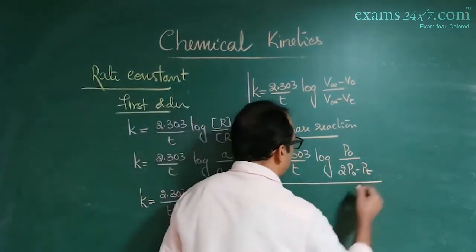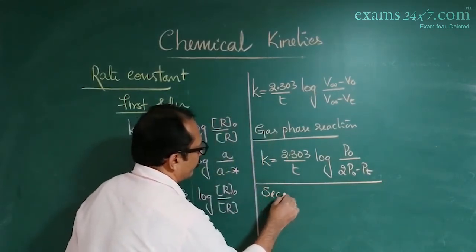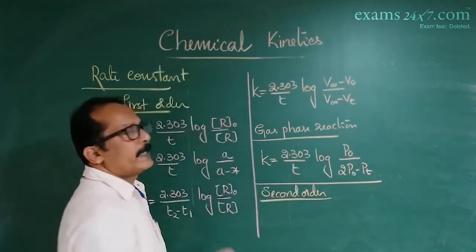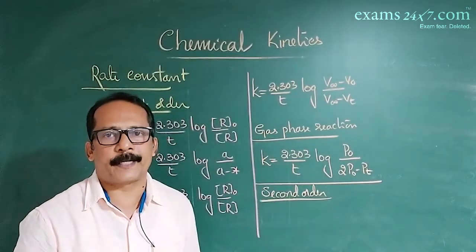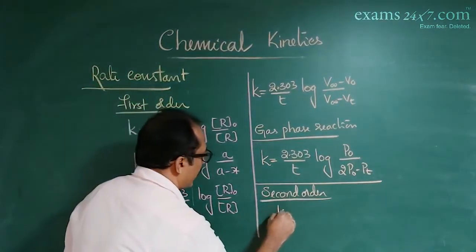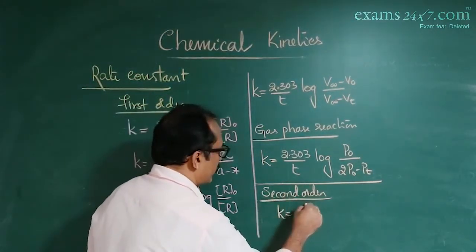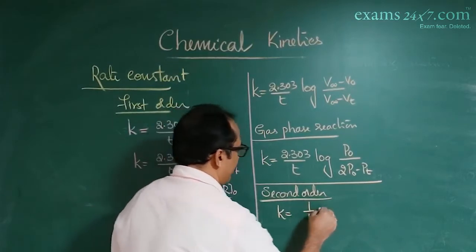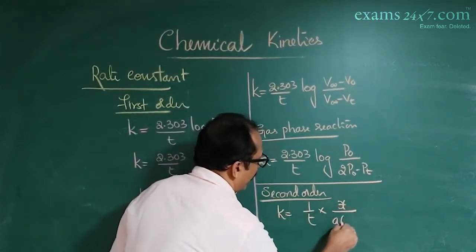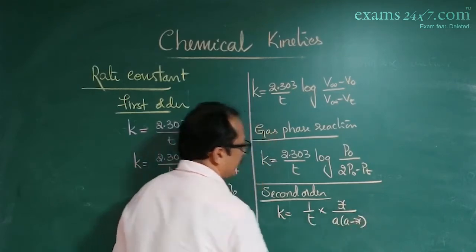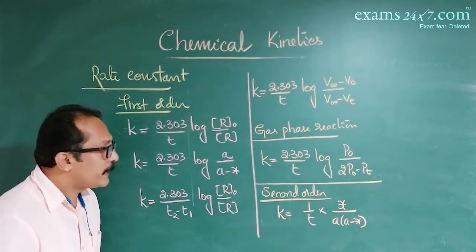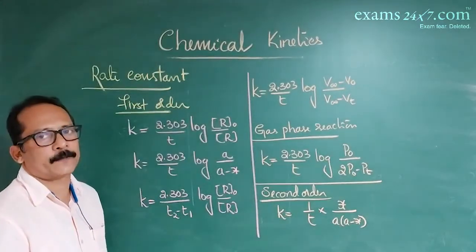Similarly, we'll go for second order reaction. Here a is considered the initial concentration, x is the concentration with respect to time. So K is equal to 1 by t into x divided by a into a minus x. This expression is for second order reaction.